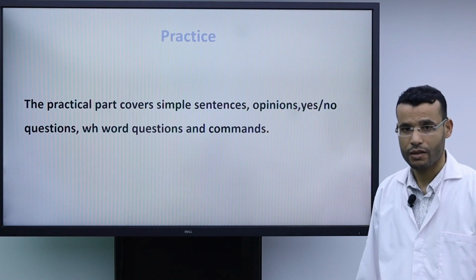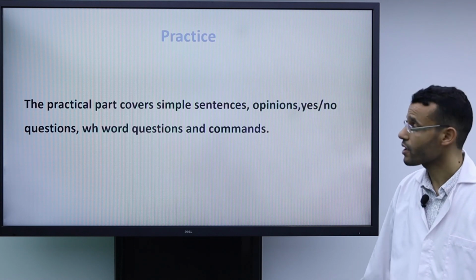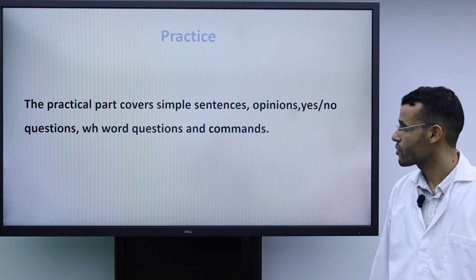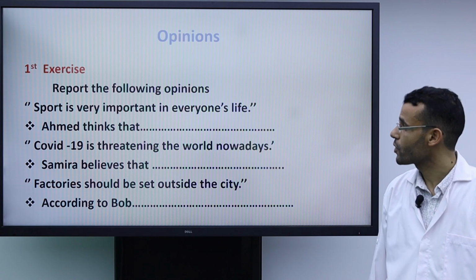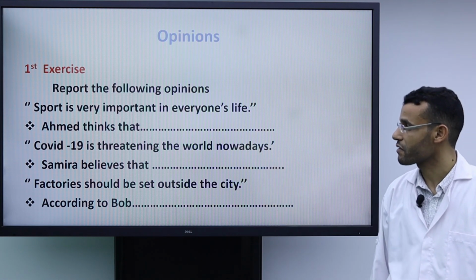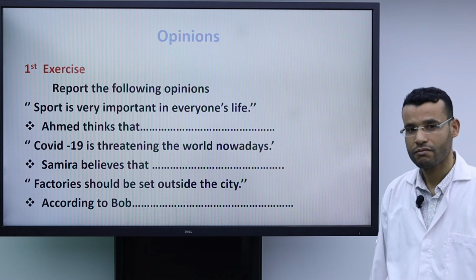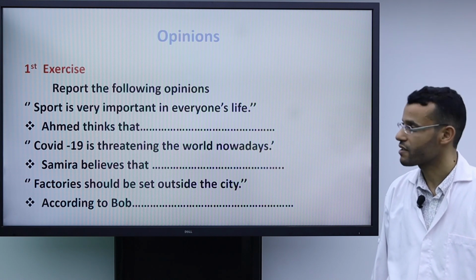Now we move to the practical part which concerns our session. So it will cover simple sentences, opinions, yes/no questions, WH questions, and commands, okay? So first exercise: report the following opinions. The first sentence: Sport is very important in everyone's life. Ahmed thinks that, what can we say? How can we transform this sentence?